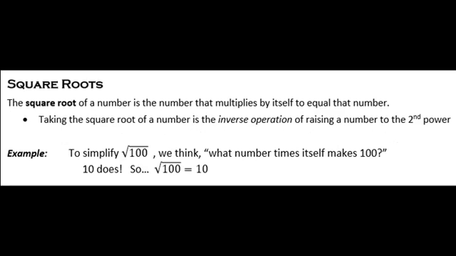So for this example, we have the square root of 100. We have to think what number times itself gives us 100. We know that 10 times 10 equals 100. Therefore, the square root of 100 is equal to 10.